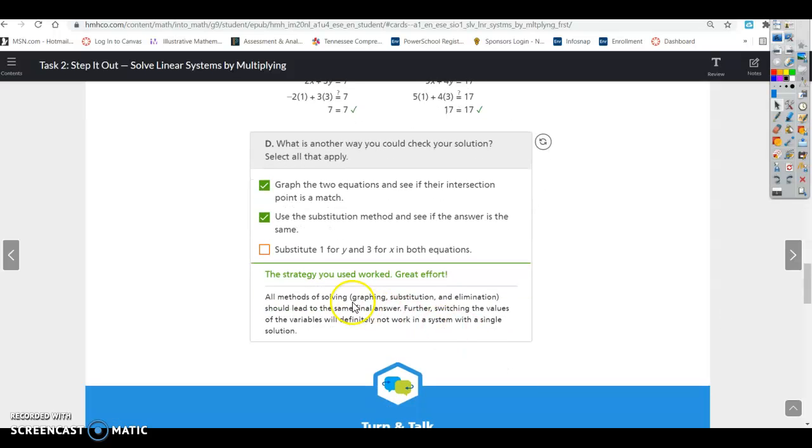So only that one is true. All right, that's all for task 2. If you have any questions, let me know.